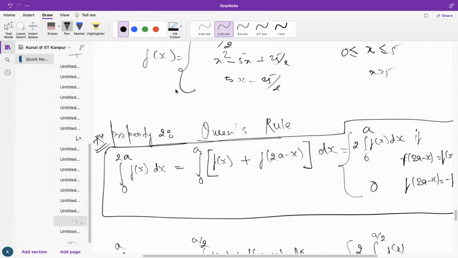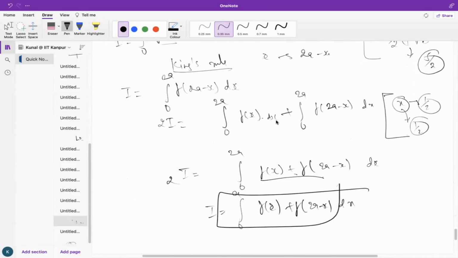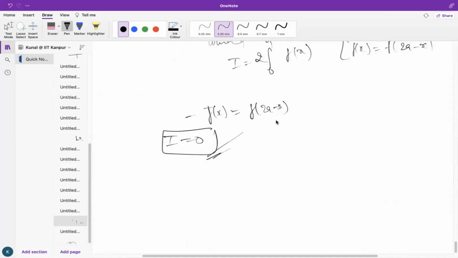So what I have to do is show you how to implement the Queen's rule in any problem. Let me write a simple problem here, and then tomorrow we'll discuss a problem with a combination of King's and Queen's rules, and some more properties which make your definite integration easier. So let us move to today's example, which is from 0 to pi by 2.